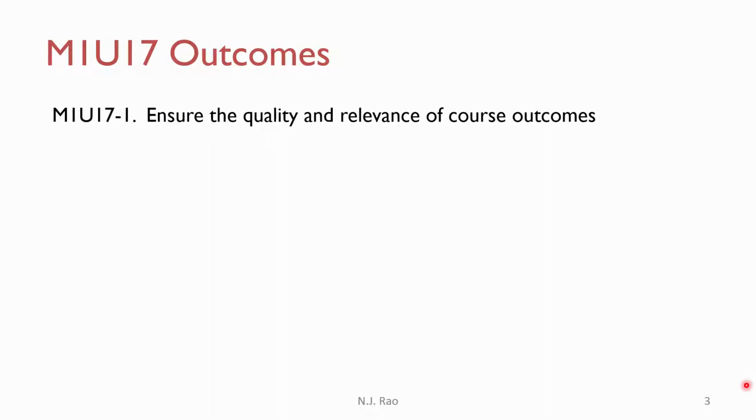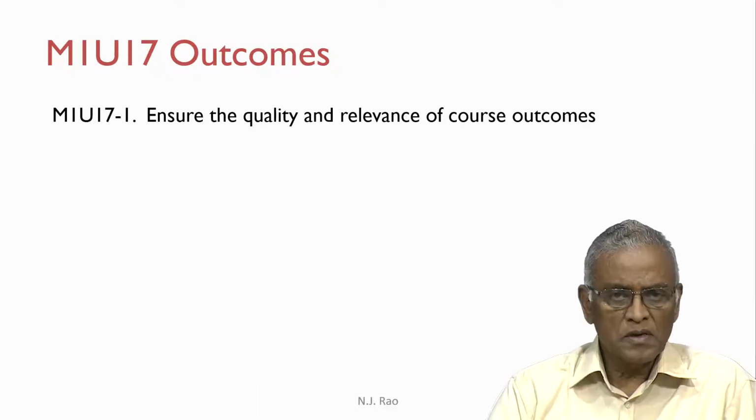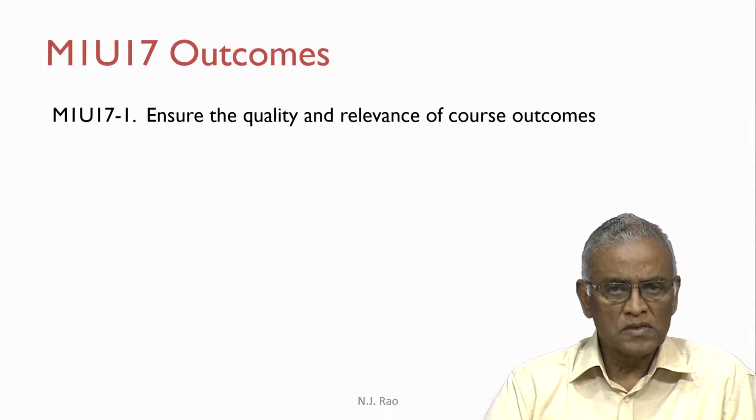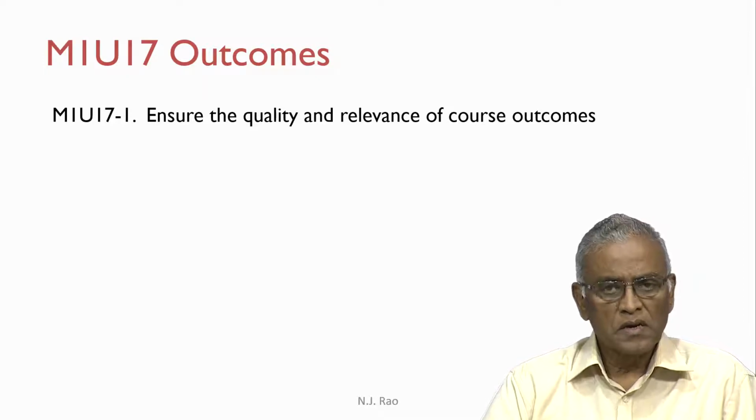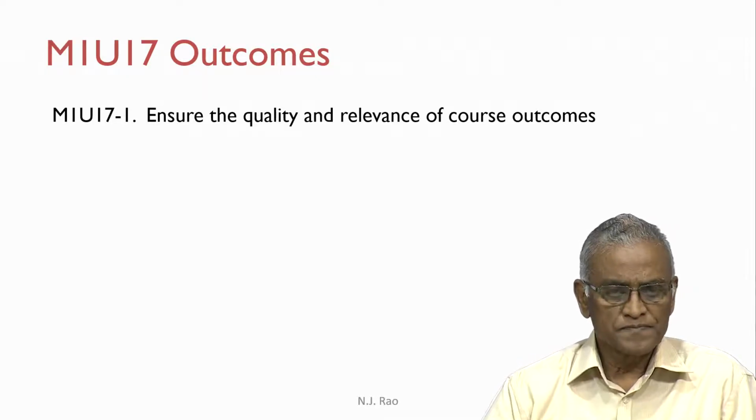Now in this unit, what we will look at is how you make sure that the quality and relevance of outcome statements is maintained. Towards this we will identify a whole set of factors, or do's and don'ts, and prepare a checklist, so that within the framework of all this you can write good course outcomes.